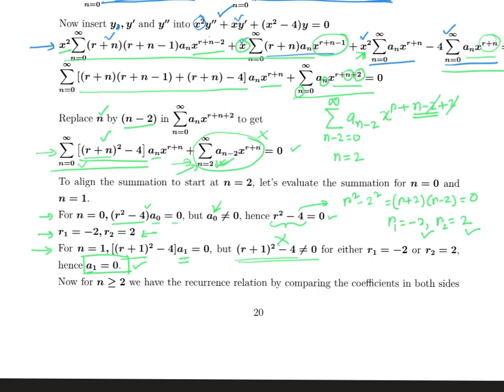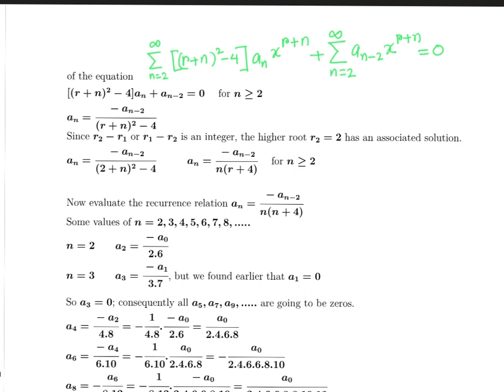Now, for n greater than or equal to 2, we could just combine these two summations, this one and this one. We can see that for n equal to 2 to infinity, these two summations have the same x to the power r plus n. Both of them start at 2. So we can combine the coefficients on the left and compare them with the coefficients on the right, which is 0 for all coefficients of x.